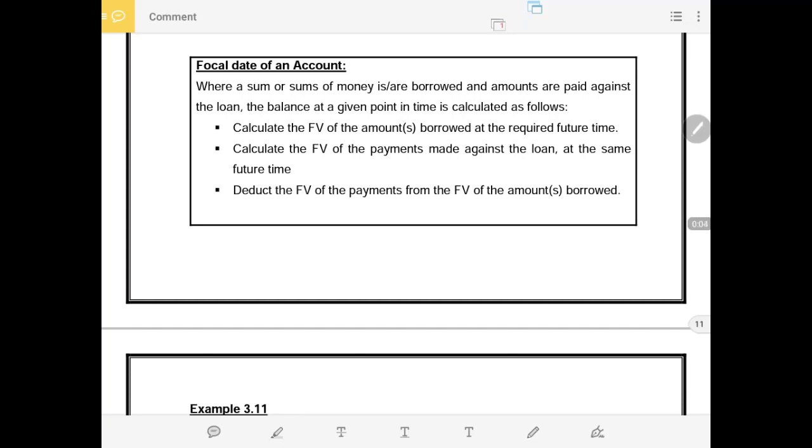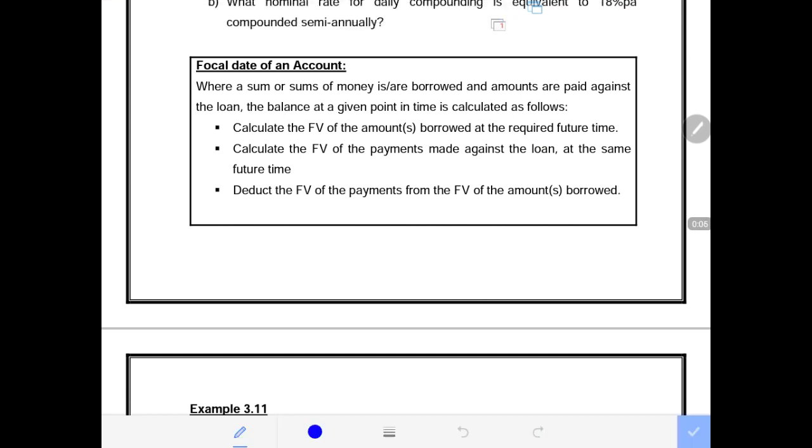Once again, we are now still within the topic of nominal and effective, but now focusing on one of the subtopics or subsections, which is the focal date of an account. That is where we are. Then the question is, what is the focal date of an account? Now, this is at the same time introducing you to the next topic called annuity.